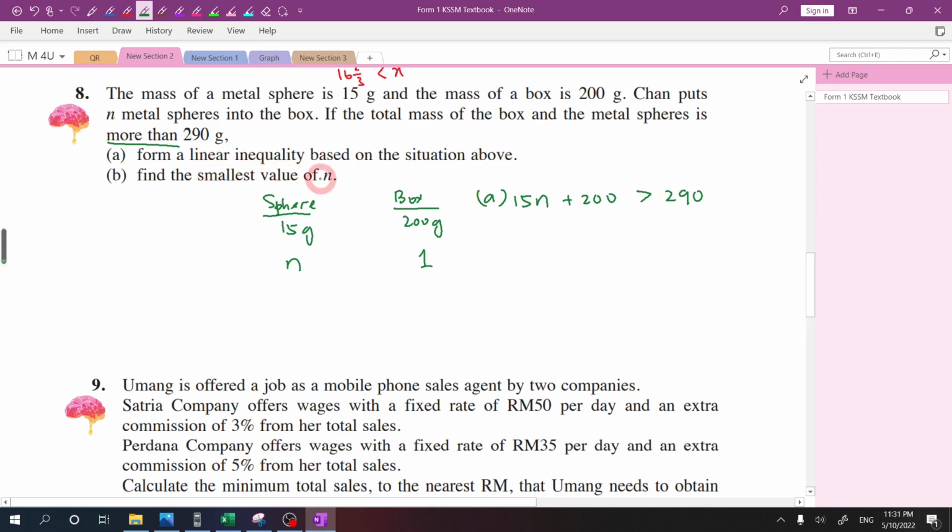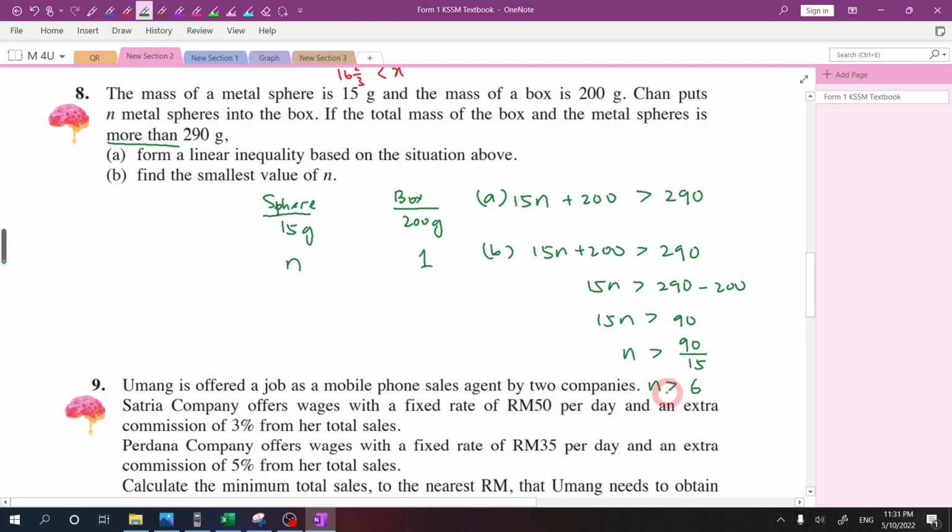Find the smallest value of n. Okay, now we need to solve this inequality. Let me copy the inequality first. 15n plus 200 is greater than 290. So 15n is greater than 290 minus 200. 15n is greater than 90, and n is greater than 90 over 15. So it will be n is greater than 6.